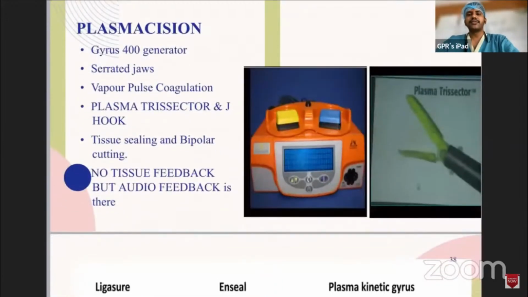PlasmaKinetic is the next advanced energy source, which is not very popular. It uses the Gyrus 400 generator, and it has serrated jaws and produces a vapor pulse coagulation. It produces more of a tissue sealing and bipolar cutting. A bipolar machine per se, when used for a longer time, may produce cutting. There is no tissue feedback, only audio feedback, whereas in LigaSure we have tissue feedback.